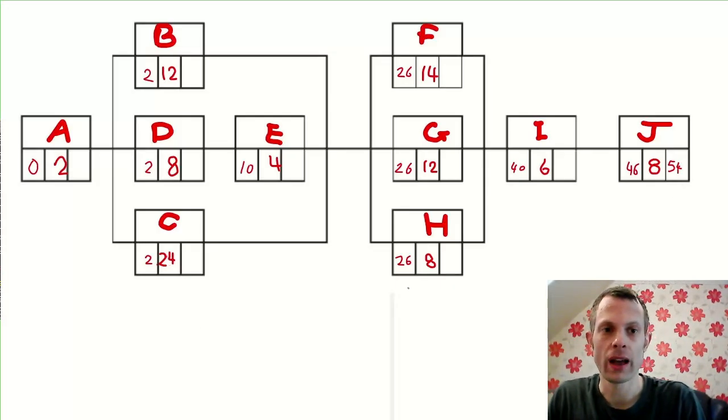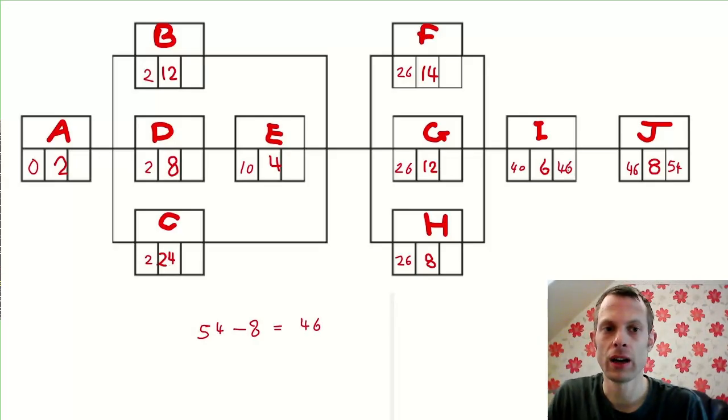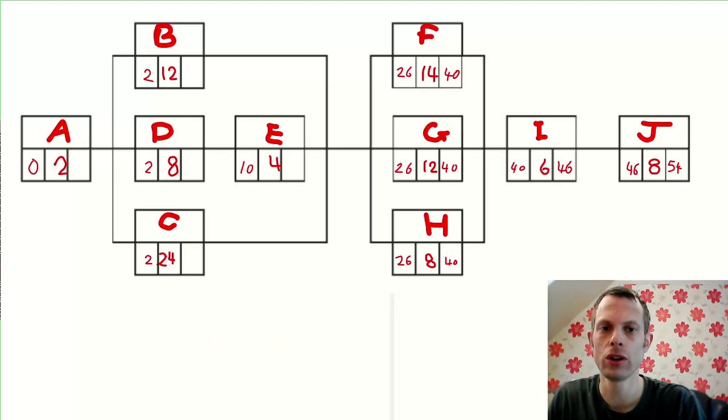54 take away 8 is 46. So the late time for task I is 46. 46 take away 6 is 40. So the late time for tasks F, G and H is 40.